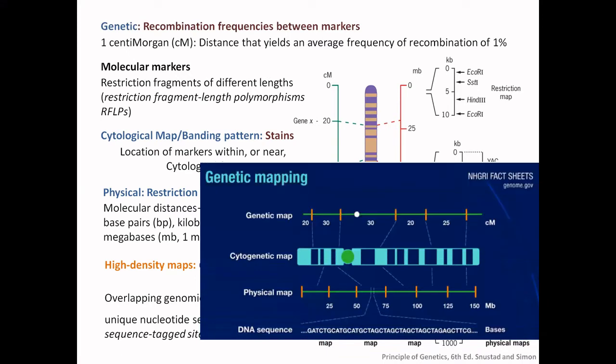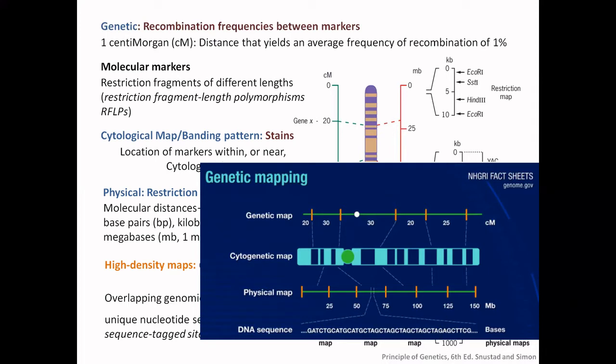So how are they interconvertible? This is the genetic map, prepared based on the recombination frequency. Then each locus or gene can be placed on a specific band of a cytological map, and each of these positions can again be traced back to the nucleotide sequence of a physical map. And finally, this is the DNA sequence of a chromosome.